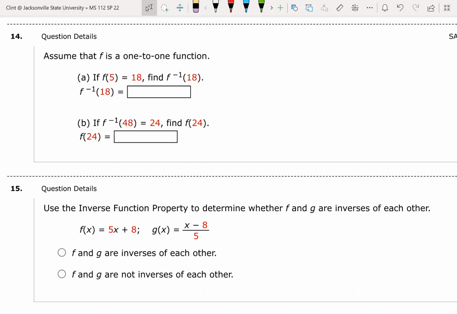So if f of 5 is 18, the inverse has to do the opposite. So f inverse of 18 has to be what? 5. Gotta be 5. They just go the opposite direction. Okay, so that one's 5.